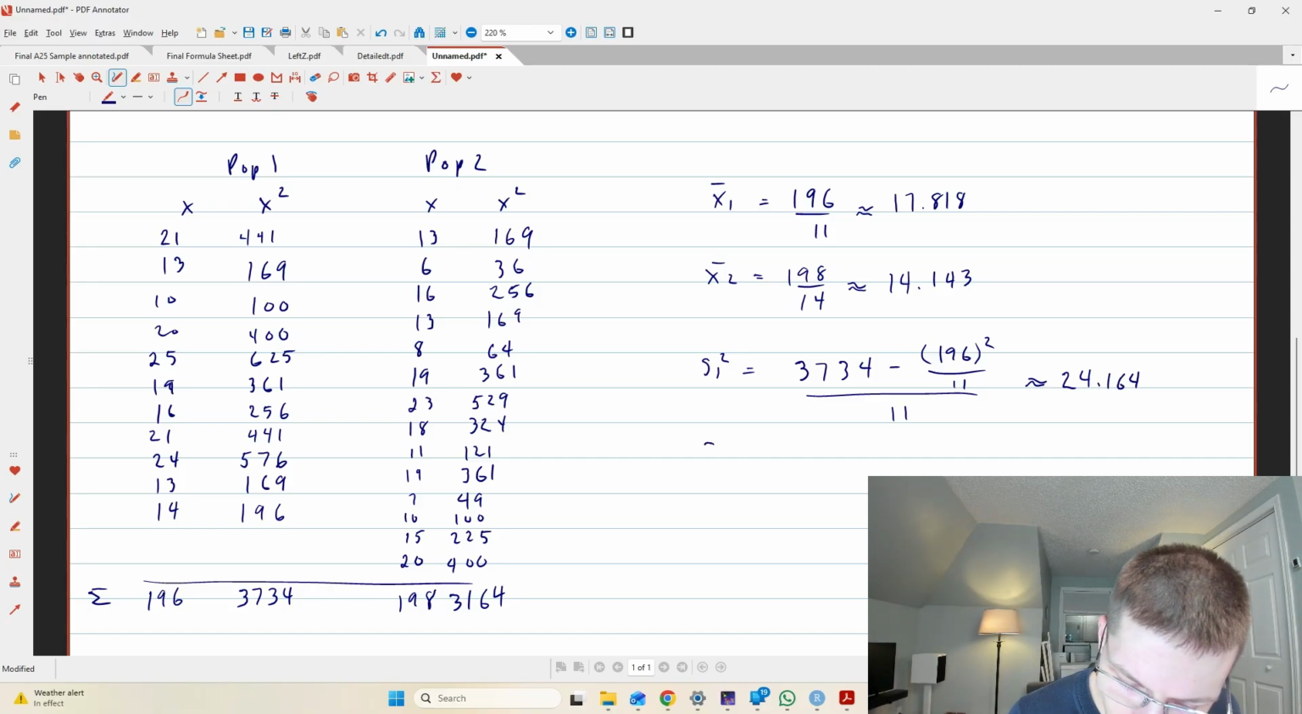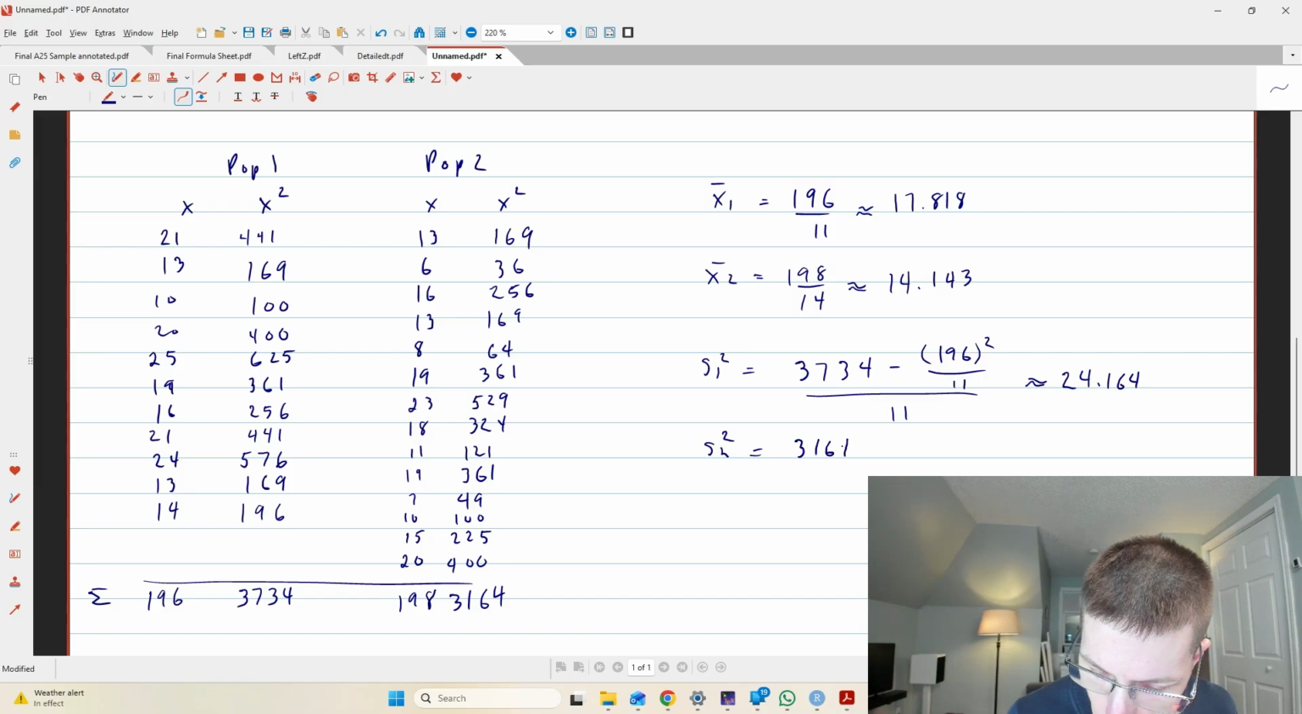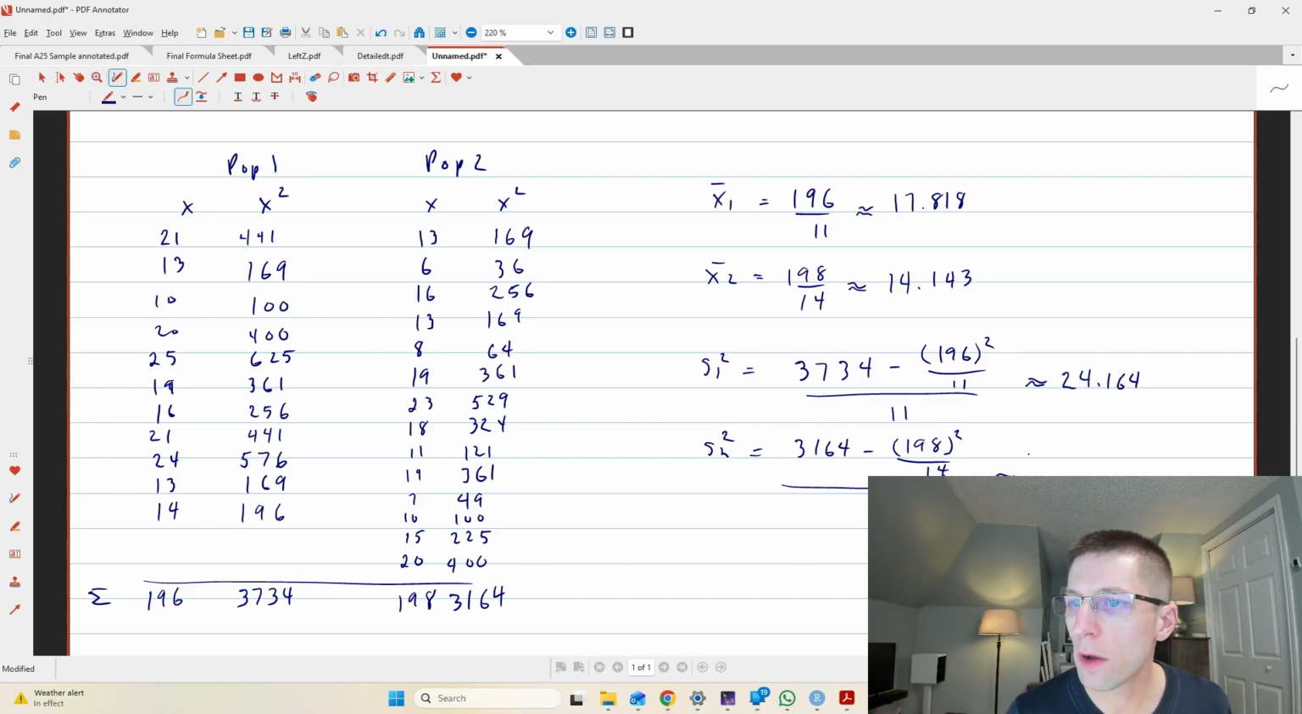And the S2 squared is going to be 3164 minus 198 squared over 14, all over size minus 1, which is going to be 13, which will work out to about 26.320.